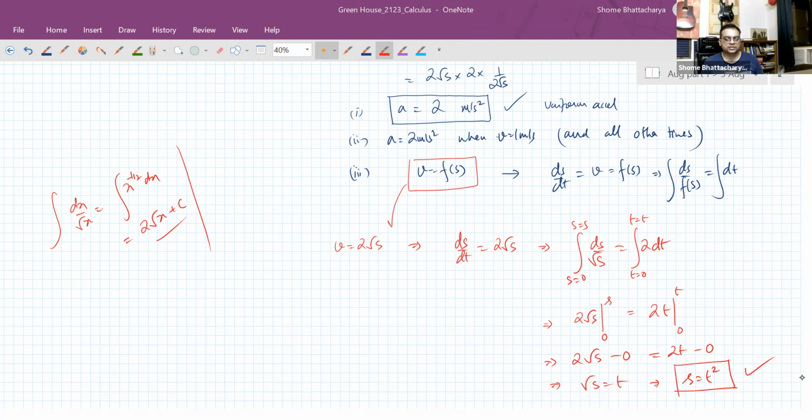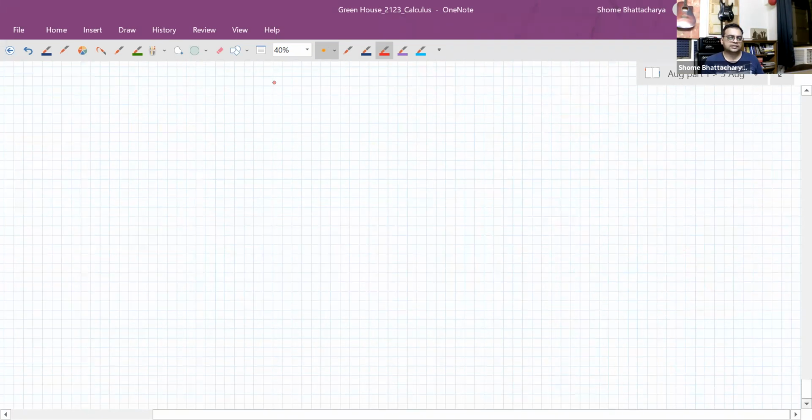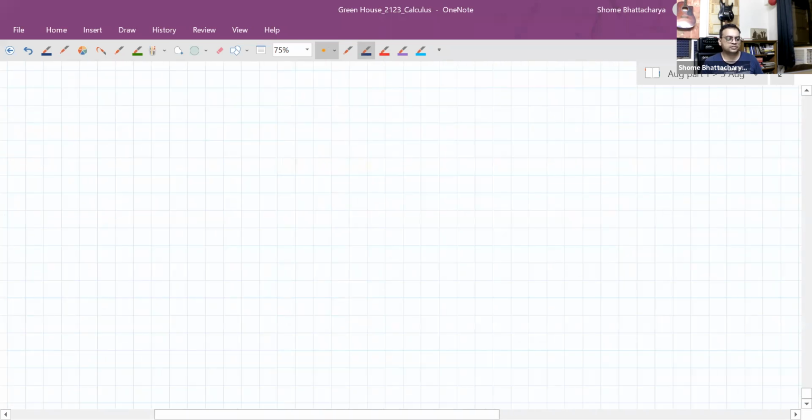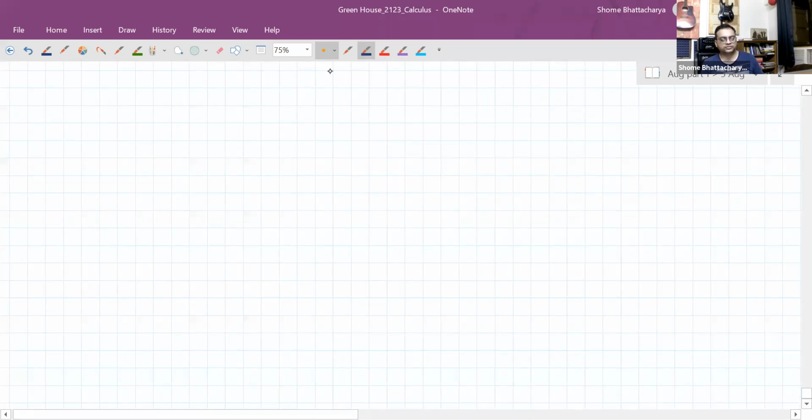Okay, so hope this question is clear. Later I'll come back to this question once with the formula-based method also, because it's uniform acceleration. But this is just to demonstrate. If that function had been something else, like instead of v being 2 root s, which gave us constant acceleration, suppose v was 2s square, or 2 by root s, then we would have got a different relation.